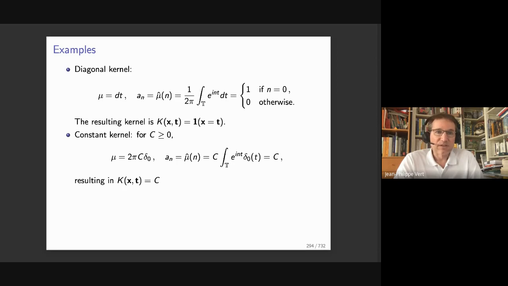Right, so this shows in particular that in order to be able to include the constant kernel in our result, we really need to be able to talk of Fourier transforms of measures and not only of Fourier transforms of functions, because we need to include the Dirac in order to recover the constant kernel.